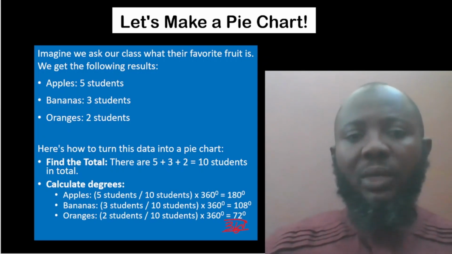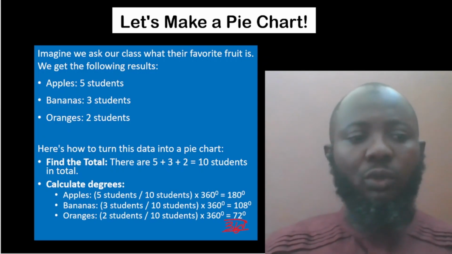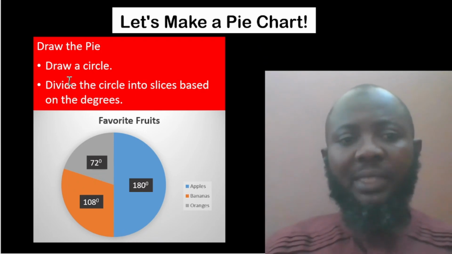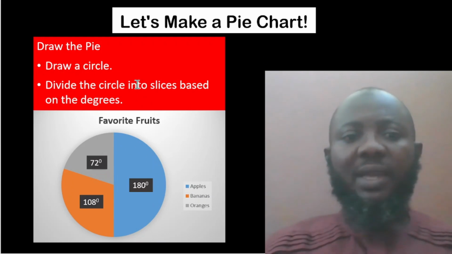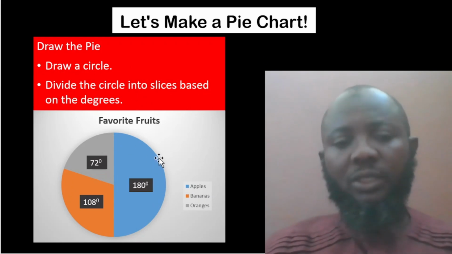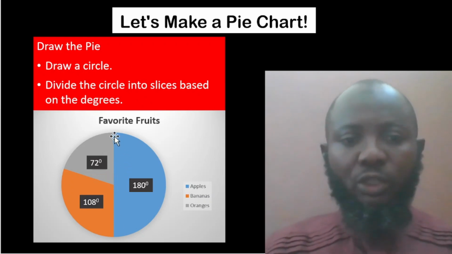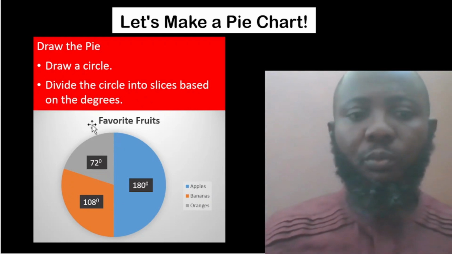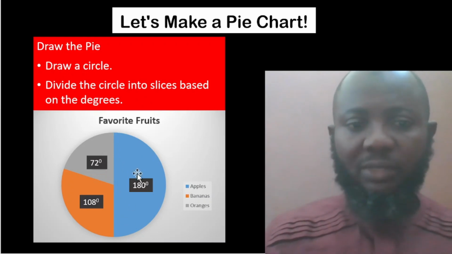So we're going to look at what we're going to have at the end of the day after drawing the pie chart. The first thing is to draw a circle, as you can see. Then divide the circle into slices based on the degrees. We divide this circle into what? Sectors. What are we going to use? Protractor to do that. So use your protractor. You can see this is 180, that's half of the circle.